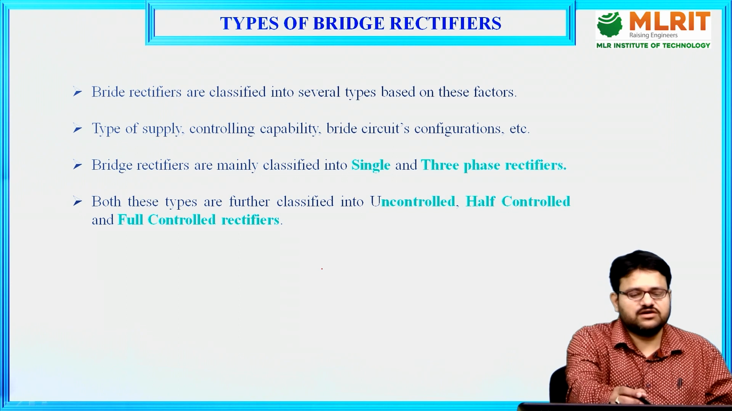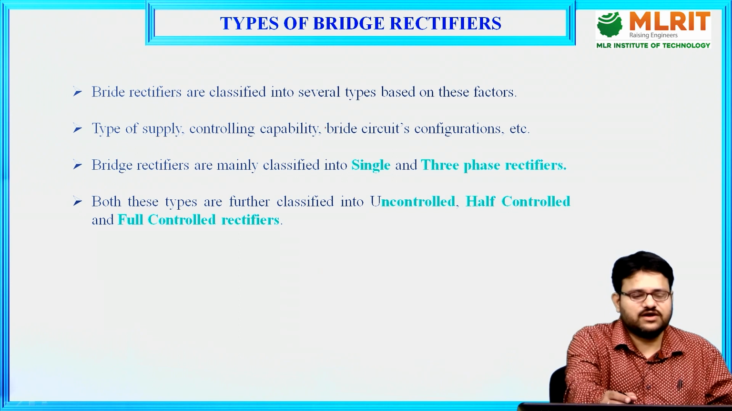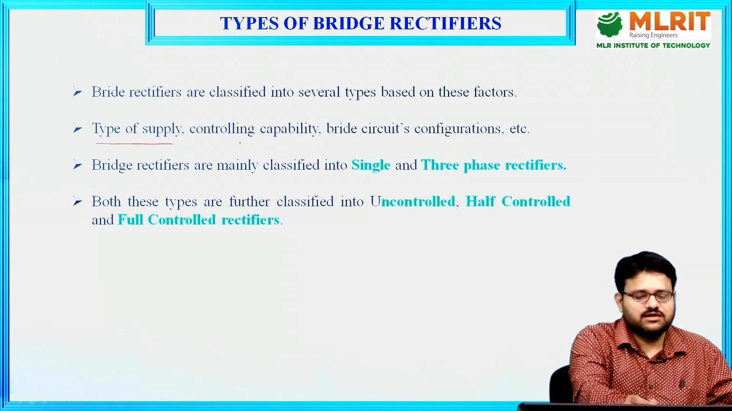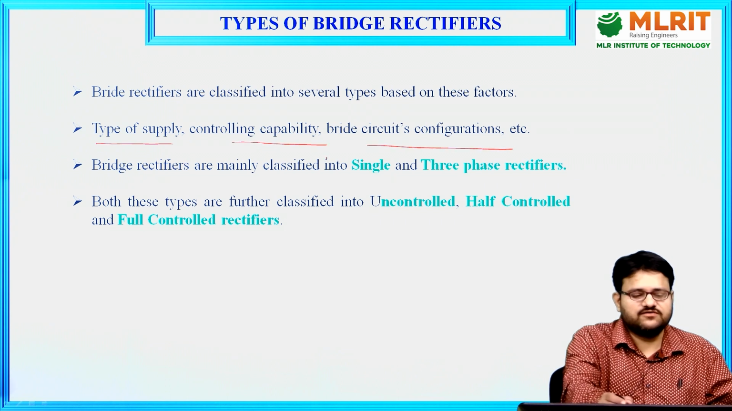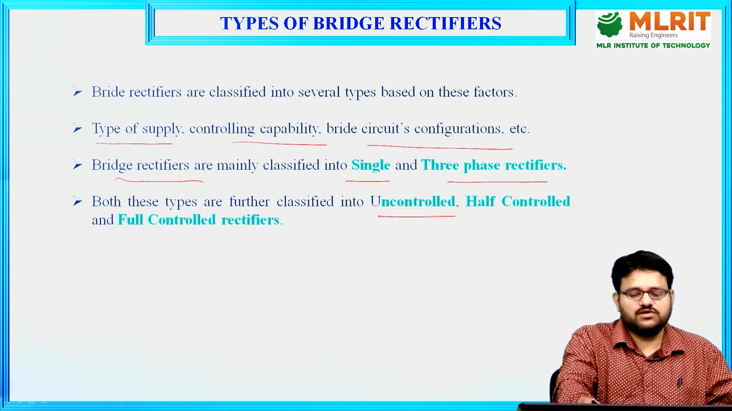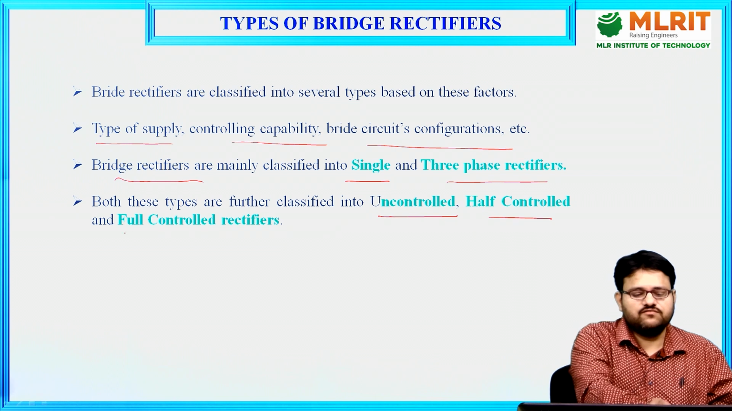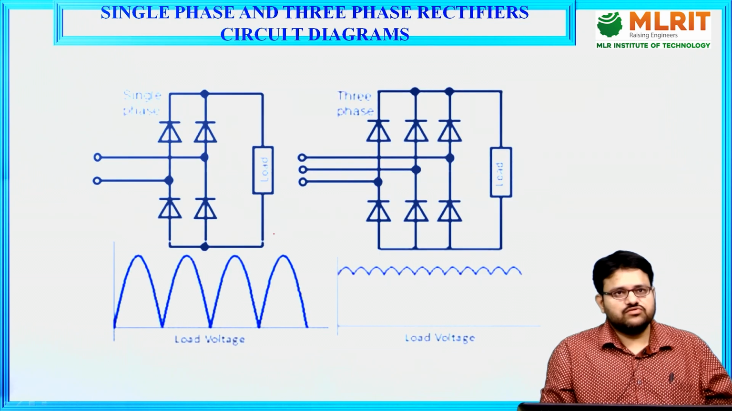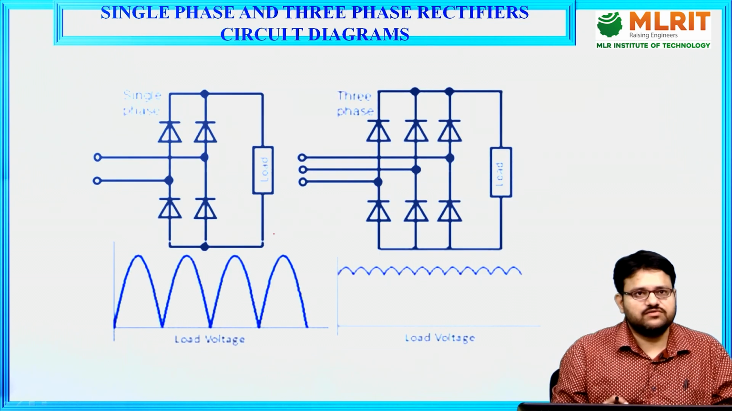Now, the types of bridge rectifiers. Bridge rectifiers are classified into several types based on these factors: type of supply, controlling capability, and bridge circuit configuration. They are mainly classified into single phase and three phase rectifiers. Both these types are further classified into uncontrolled, half controlled, and fully controlled rectifiers. These are the single phase and three phase rectifier circuit diagrams.